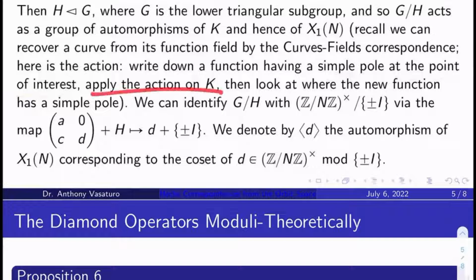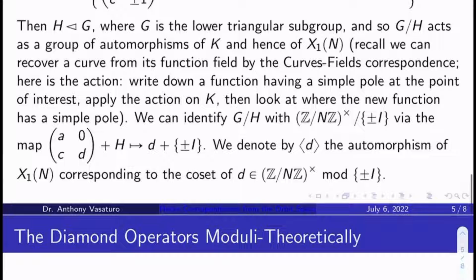I can certainly apply the action of G mod H on K, and this function that I've written down with the simple pole, that's in K. So I can act on it with this group of automorphisms. When you do that, you get a new function. That's what actions do. And you just look and see, where does this new function that I get as a result of the action have a simple pole? Whatever point that is, that'll be another point in X sub 1 of N. And that's how G mod H acts on X sub 1 of N. It takes the point of interest, uses it as a simple pole of a function, acts on the function, and looks at where the new function has a simple pole.